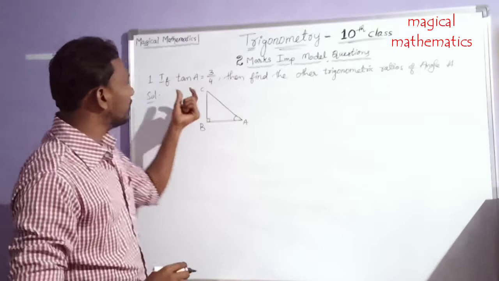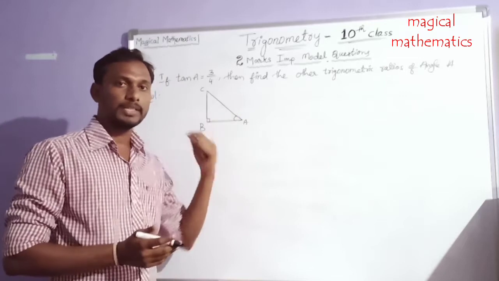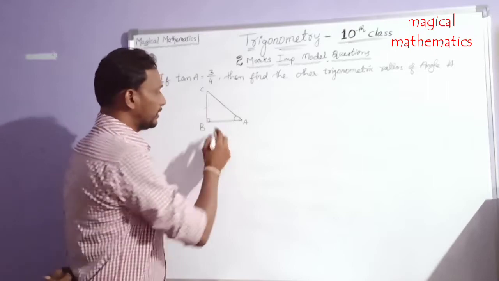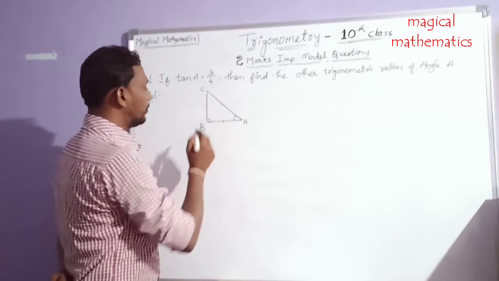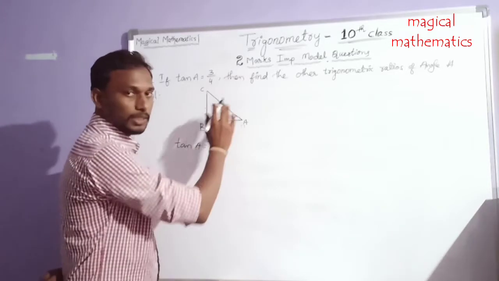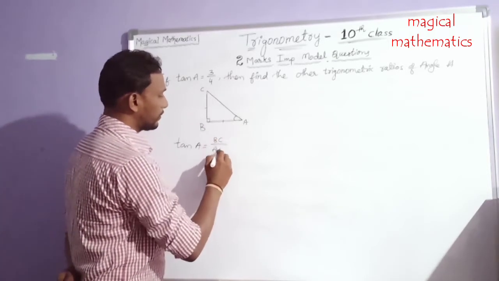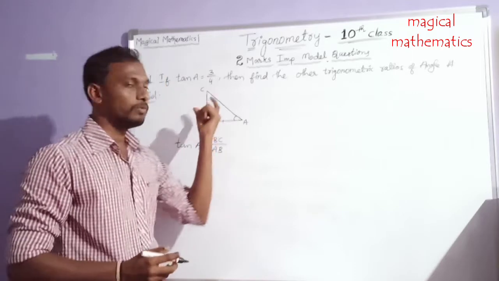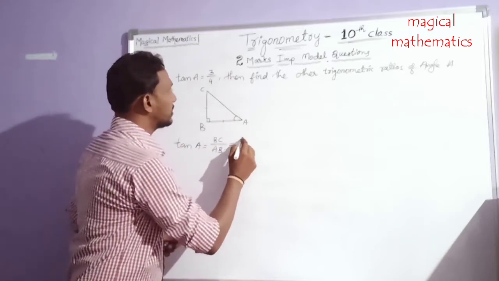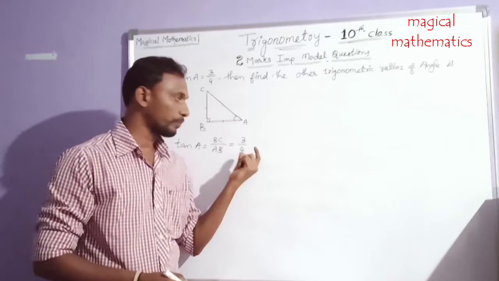Right. So tan A is nothing but, we know, the ratio between which two sides? Opposite side by adjacent side, right? So angle is here means this will be the opposite side and this will be the adjacent side. So tan A from the figure is BC by AB. From the question, the ratio given is 3 by 4, so we can consider BC as 3 and AB as 4, right?